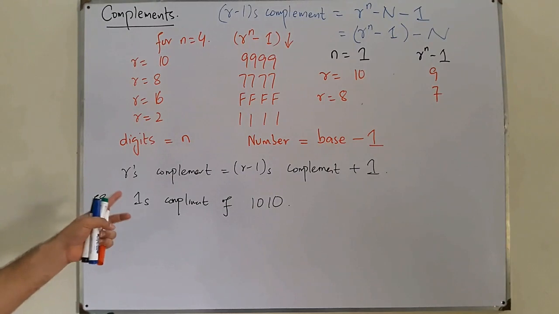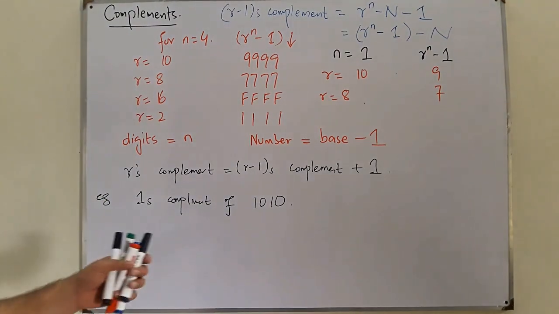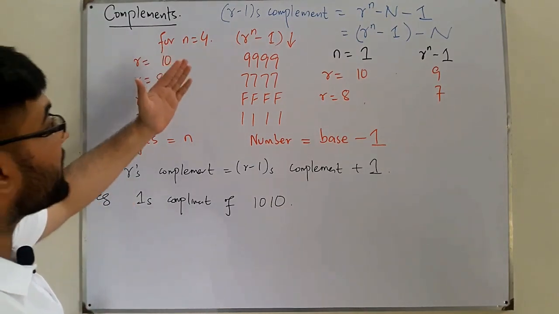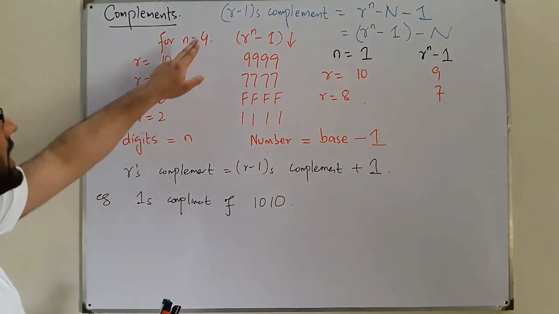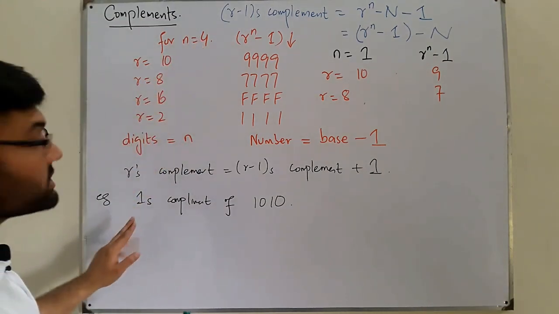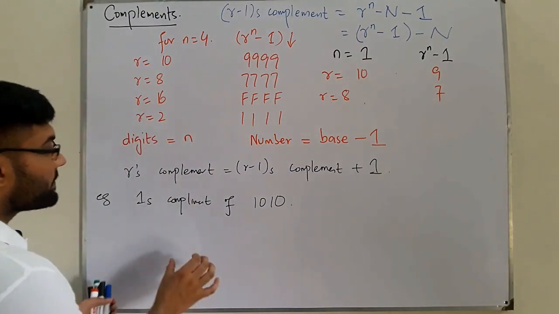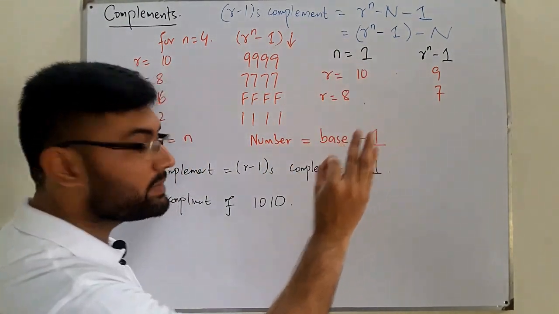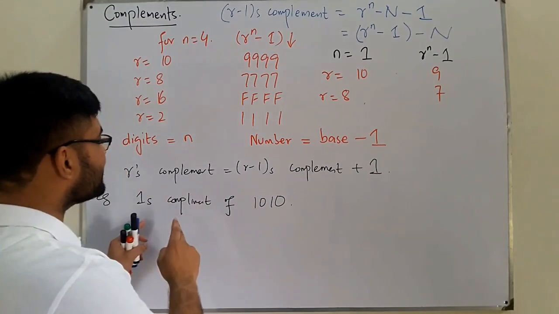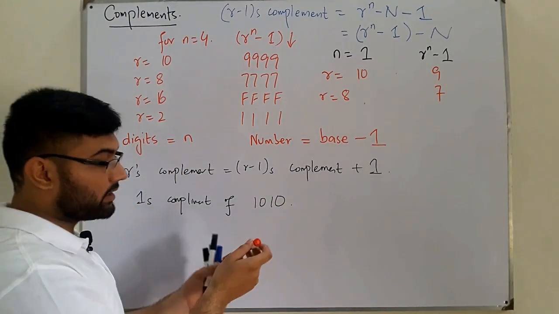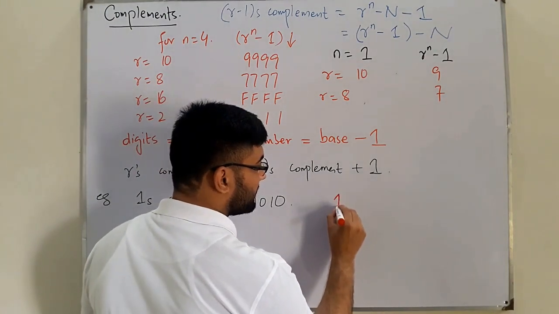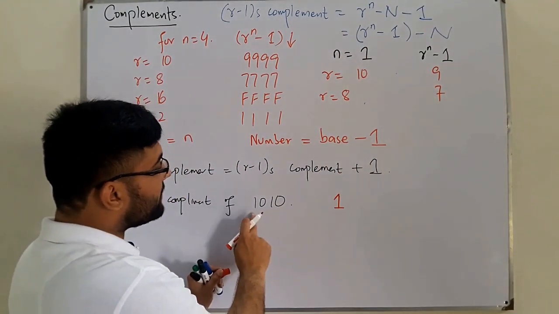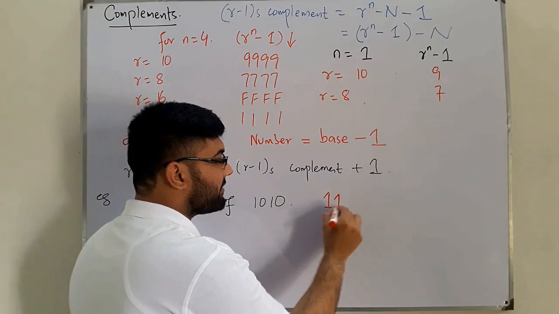So first we find the R minus 1's complement. Now have a look. This is for base 2 and this is for 1's complement, which means 2 minus 1. The number would be its base minus 1. So the base is 2 and minus 1, so this is a 1. And how many digits does this number contain? That depends on this: 1, 2, 3, 4. This contains 4 digits.